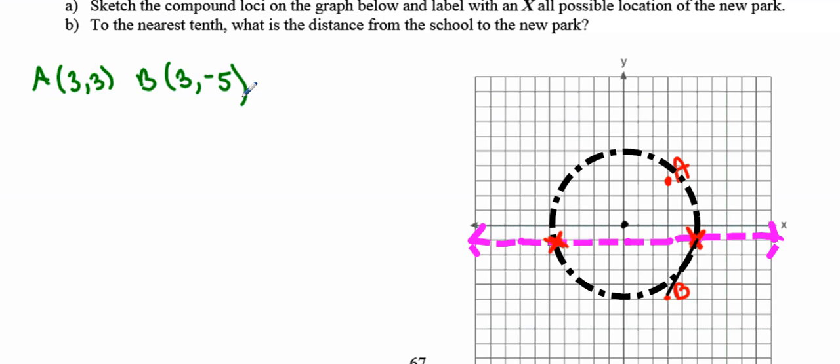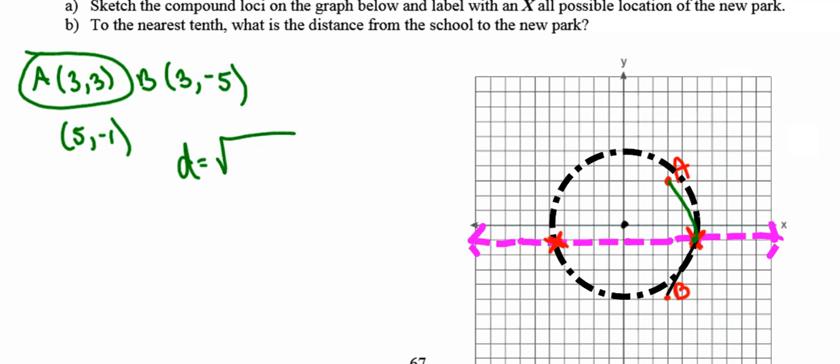So I'm going to go ahead and use point A because it has coordinates that are positive. And I'm going to go from point A to that point right there. And the coordinates of that point right there are 5, -1. And I'm going to go ahead and use my distance formula. So distance is equal to the square root of the difference between the x values squared plus the difference between the y values squared.